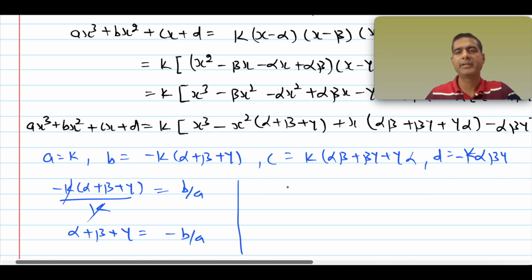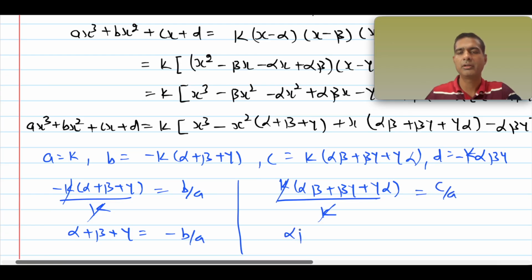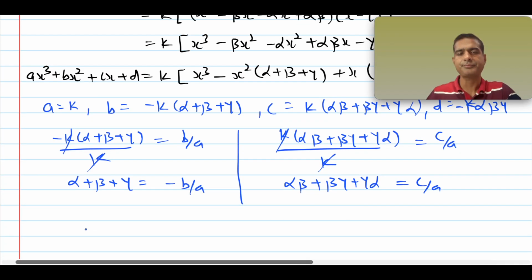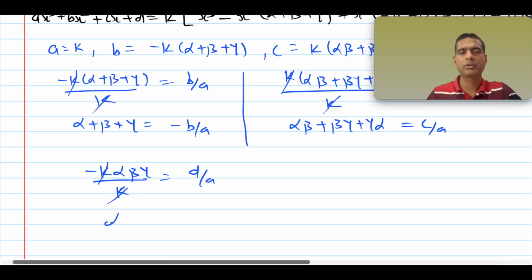Similarly, if I divide k alpha beta plus beta gamma plus gamma alpha by k, I will get c by a, and this will cancel out. So alpha beta plus beta gamma plus gamma alpha is equal to c by a. Similarly, minus k times alpha beta gamma by k, we will get d by a. So k will cancel out. So from here I can say alpha beta gamma is equal to minus d by a.